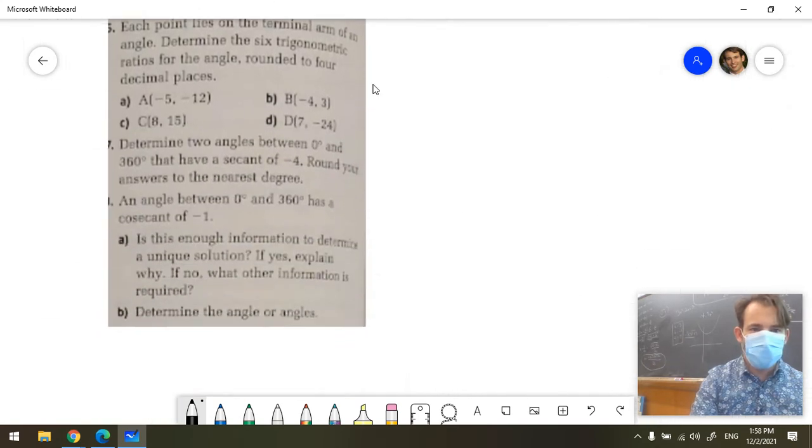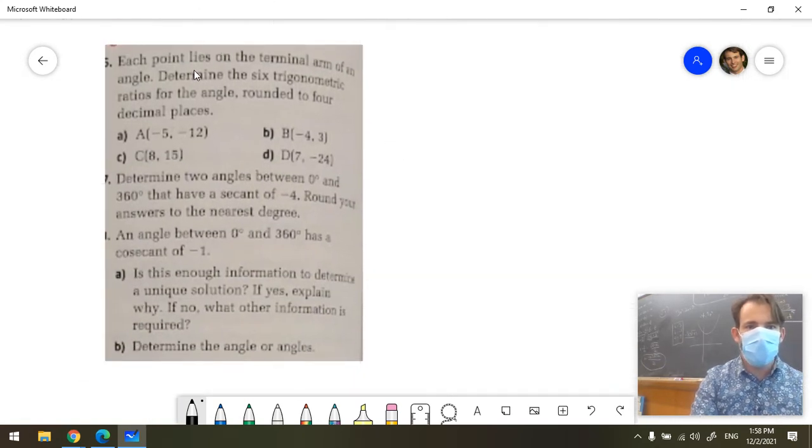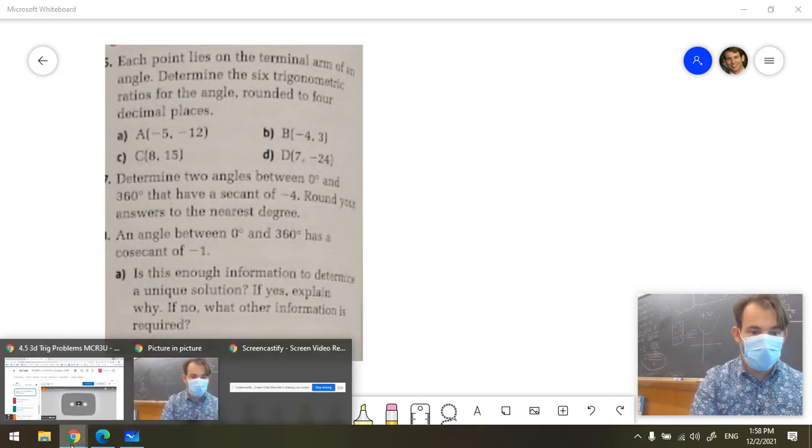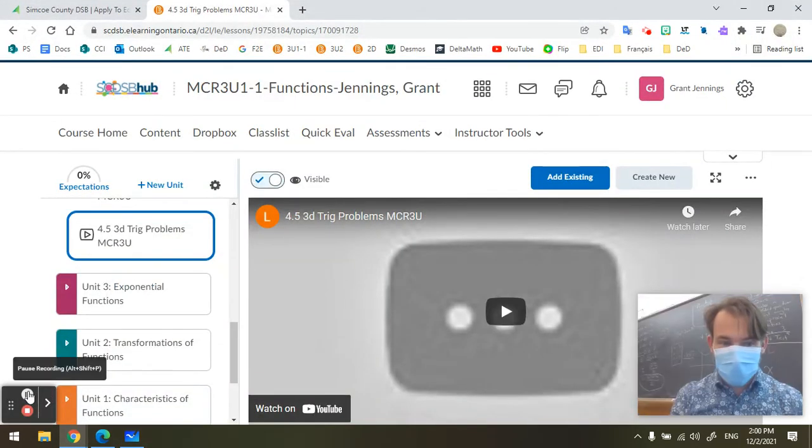Now, here we go. Each of these points lies on the terminal arm of an angle. Oh, we're very popular today, and we're getting a phone call. Give me a second here. Let's carry on.